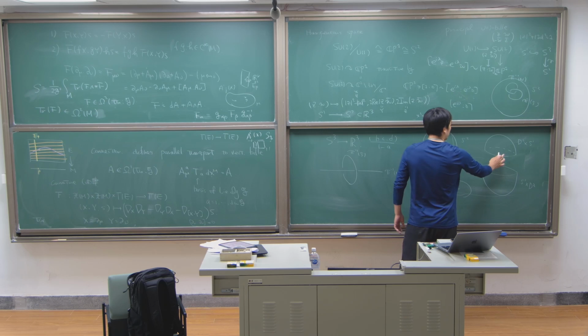It's the same thing here. The boundary of D2 is S1. S1 times S1 is the torus.